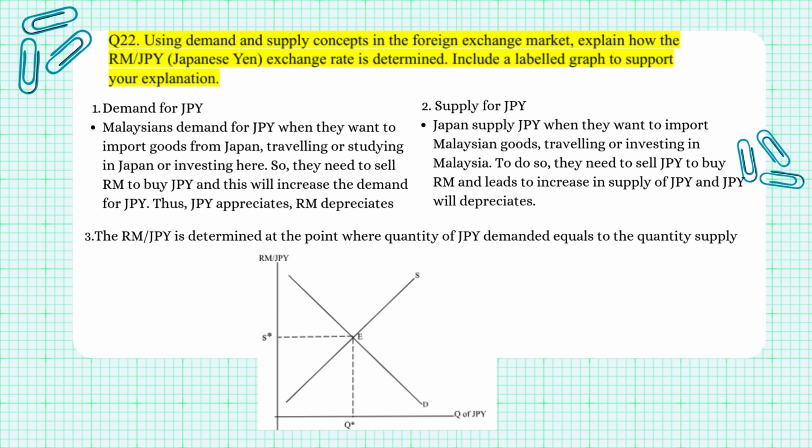Next, for the supply of Japanese yen. Japan will supply Japanese yen when they want to import Malaysian goods, travel or invest in Malaysia. To do so, they need to sell Japanese yen to buy RM, which leads to an increase in the supply of Japanese yen, and the Japanese yen will depreciate. And the RM over Japanese yen rate is determined at the point where the quantity of Japanese yen demanded is equal to the quantity of Japanese yen supplied.